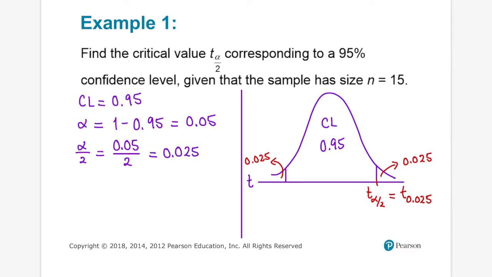In order to use the t distribution in StatCrunch, I need my degrees of freedom. Degrees of freedom equals n minus 1, and my n is 15. So I have 15 minus 1. Degrees of freedom is 14. And I am going to use StatCrunch to find my t of 0.025.